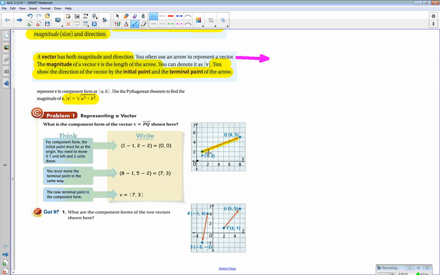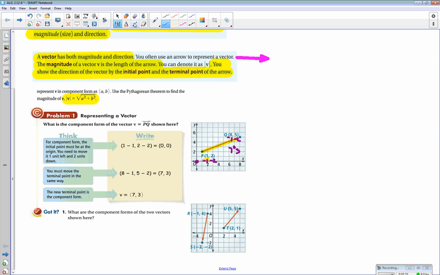So I'm going to take this coordinate and I need to subtract 1 and 2 from each of my coordinates to get back to the origin. So 8 minus 1 is 7, and 5 minus 2 is 3. So I go over 7, up 3, which is right there.